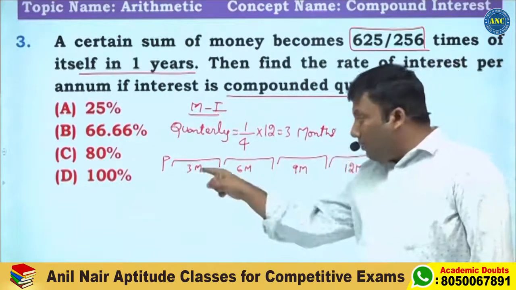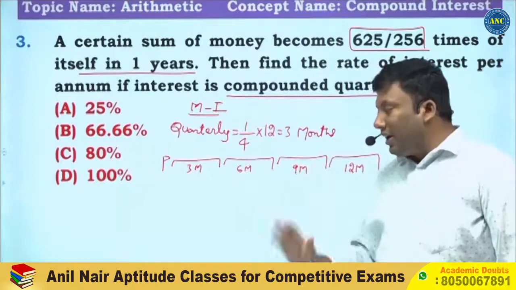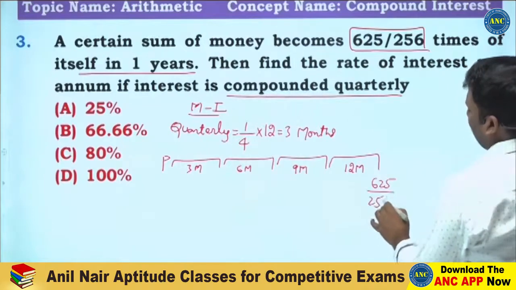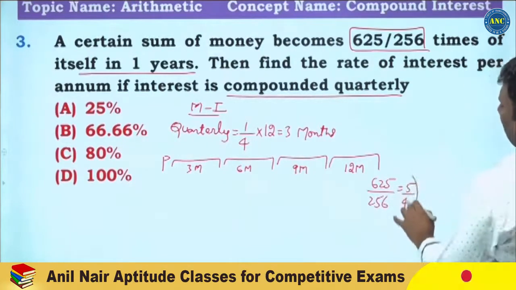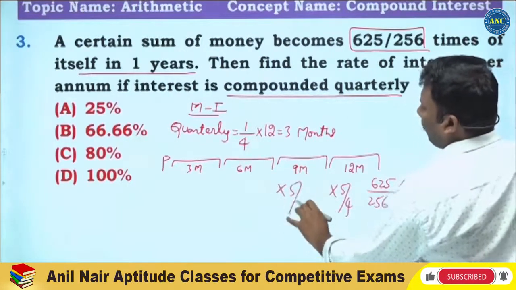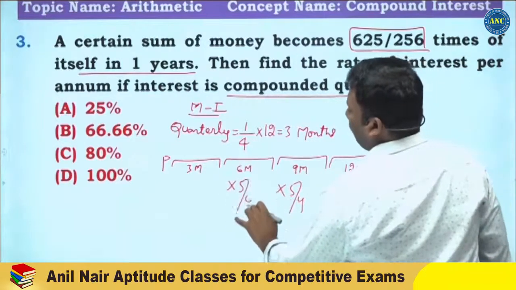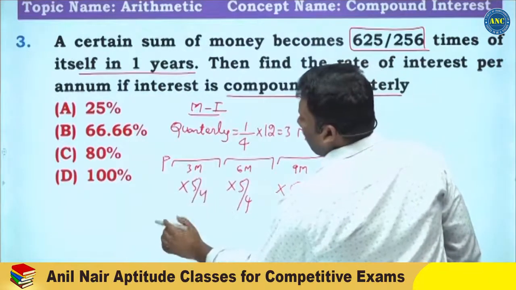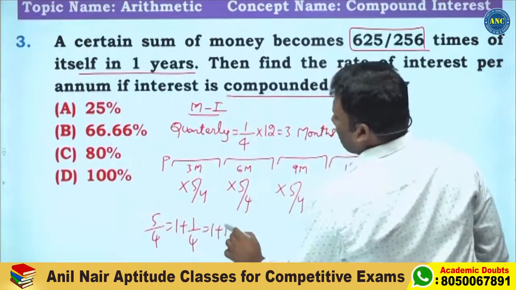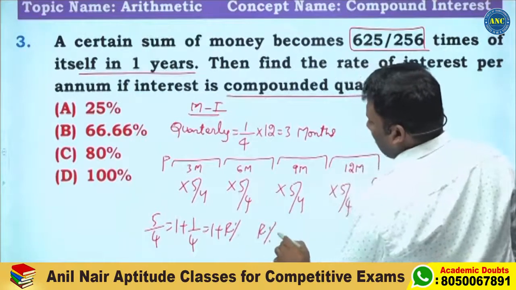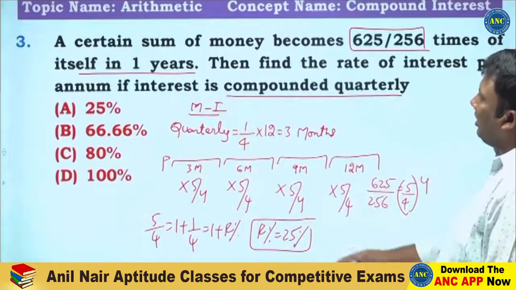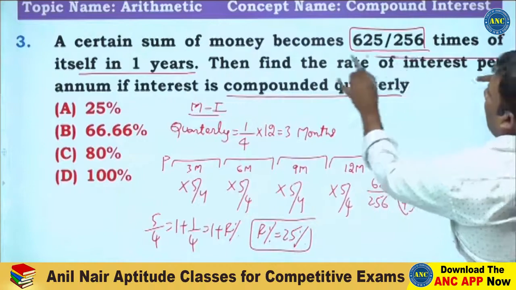See here, the time period is going in AP. The multiplication factor will go in GP. So this will become 625 by 256, it is 5 by 4 power 4. So the multiplication factor will go in GP into 5 by 4, into 5 by 4, into 5 by 4, into 5 by 4. 5 by 4 is 1 plus 1 by 4. It is 1 plus r percentage. R percentage is 25%. Find the rate of interest per annum.